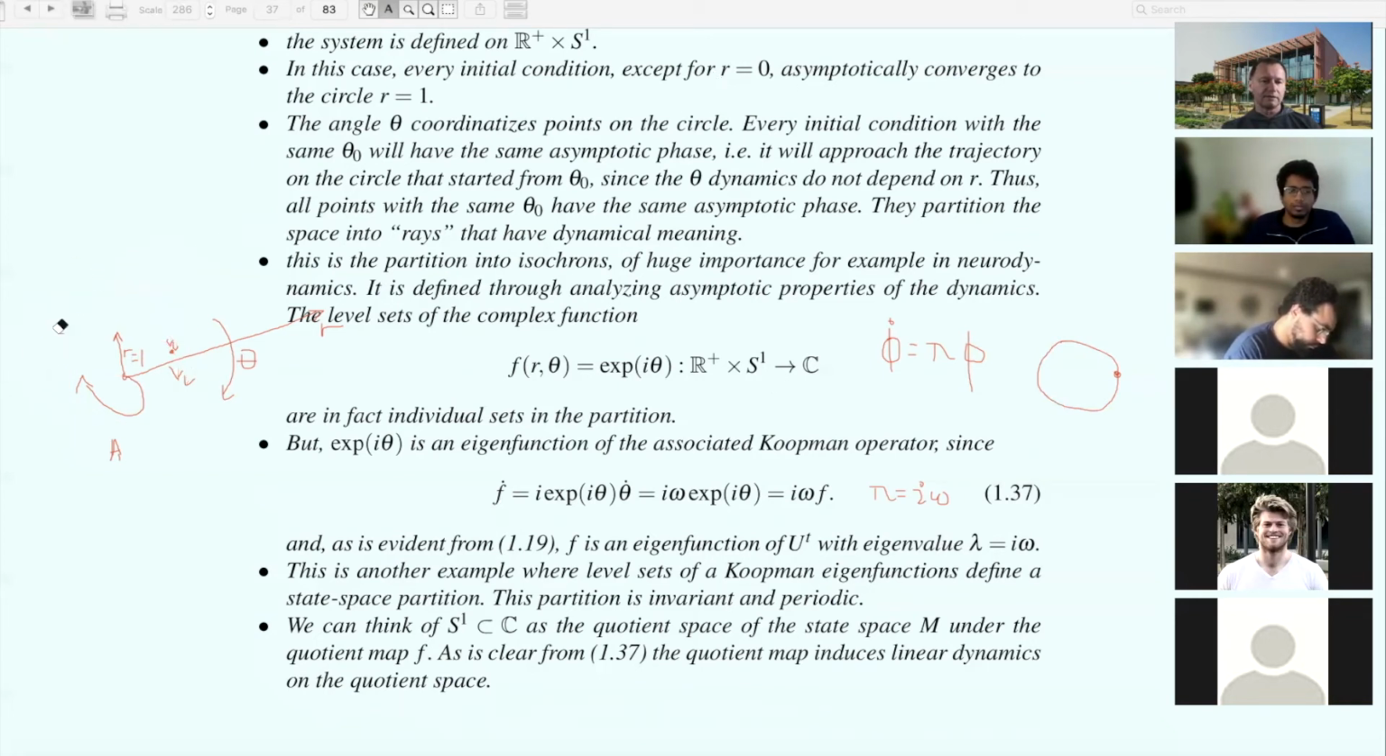All right. So this is how Koopman eigenfunctions get informed by asymptotics, and how in turn they provide us with partitions on the full state space that are determined by the asymptotics on the attractor. So that's interesting. So one other notion that I will use is that of a quotient space.